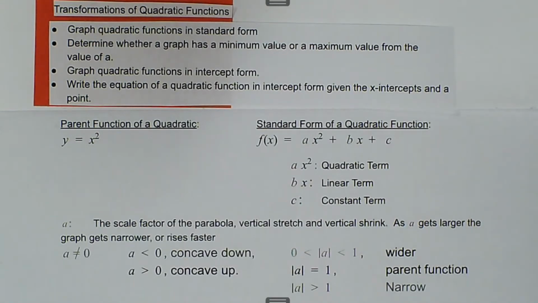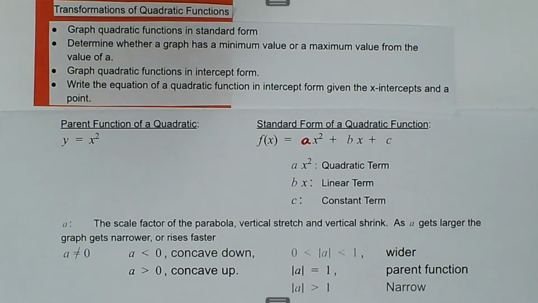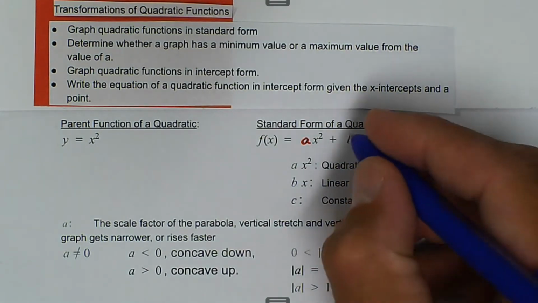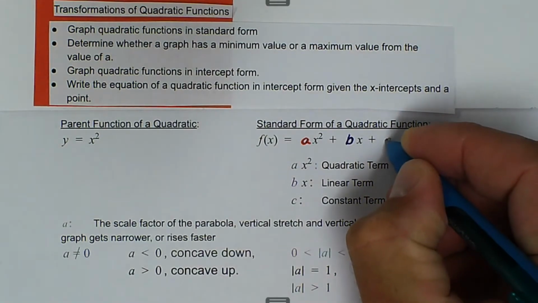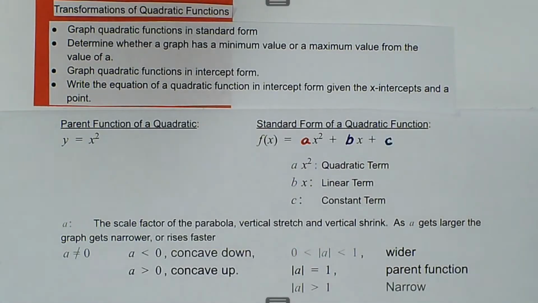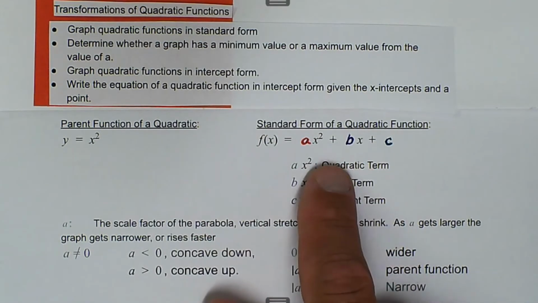So the first thing we're going to talk about is standard form of a quadratic function, and that is ax squared plus bx plus c, where we have the a value, we have a b value, and we have the c value. The parent function is still the same for the quadratic function. Doesn't matter if we're in vertex form, standard form, or factored form.